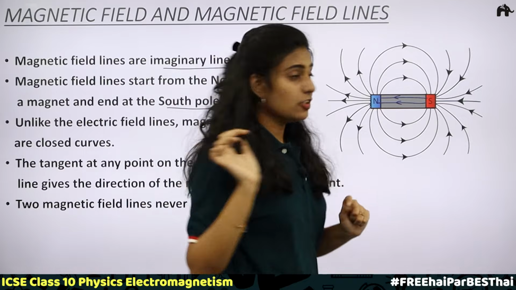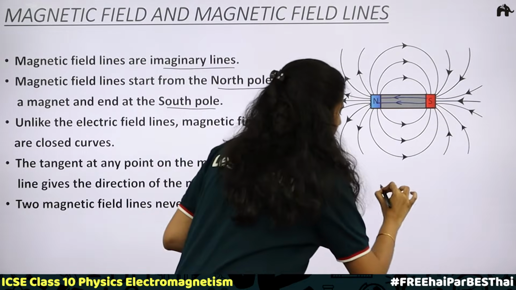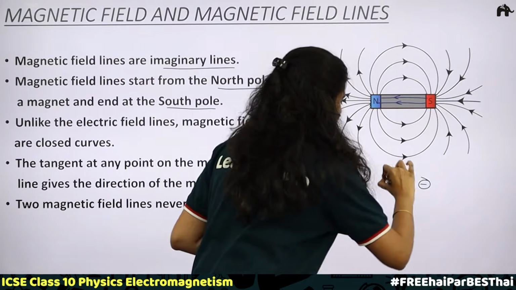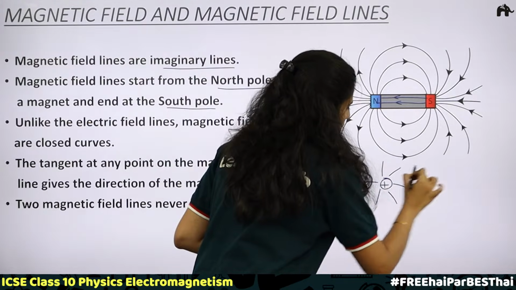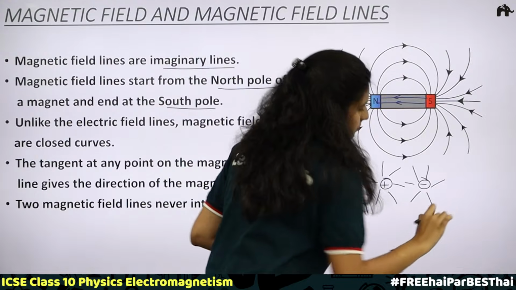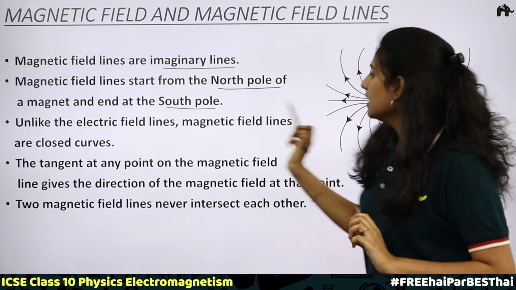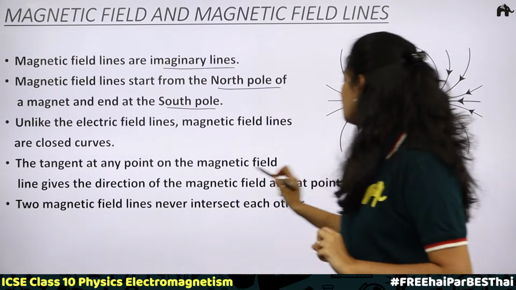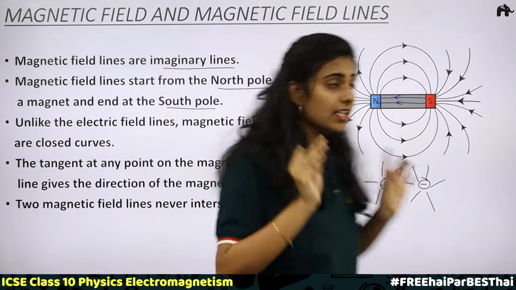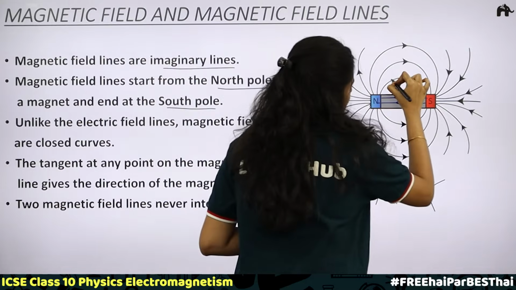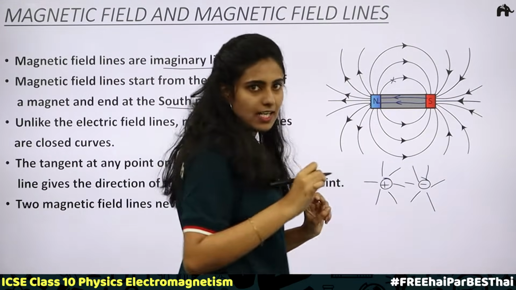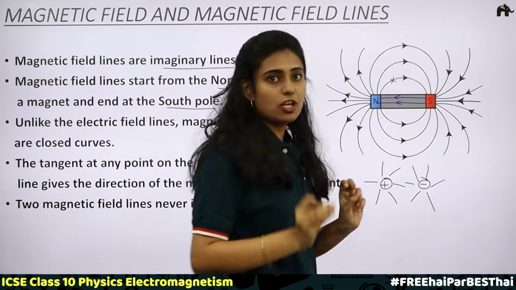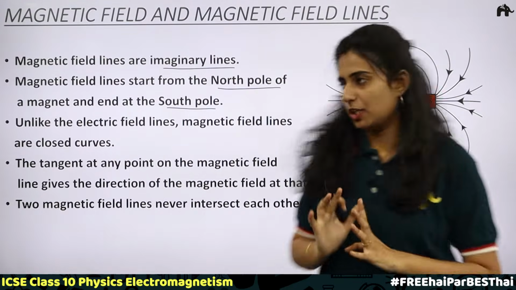When you take electric field, you will have a positive charge and a negative charge. In these cases, the field will be either going outward or inward. Next, the tangent at any point on the magnetic field line gives the direction of magnetic field at that point. For example, to find the direction of magnetic field at this point, you just draw a tangent and the tangent will give you the direction of magnetic field at that particular point.